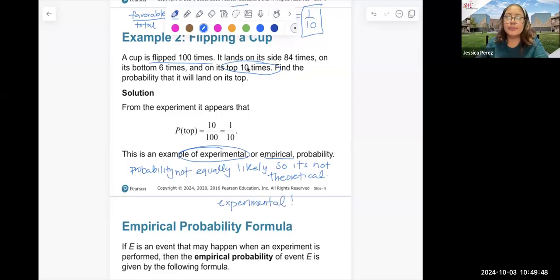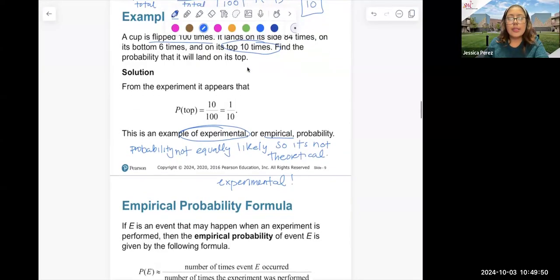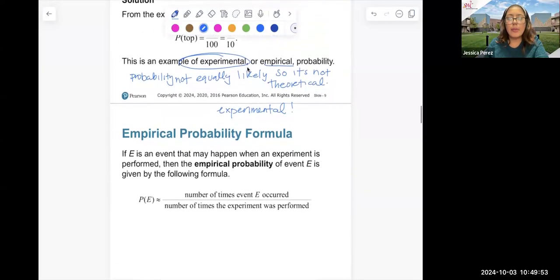So let's write that down. Let's look at the definition of an empirical probability formula. If E is an event that may happen when an experiment is performed, then the empirical probability of the event is given by the number of times the event E occurred divided by the number of times the experiment was performed. So on here, the last example, it was performed 100 times. You flip the cup 100 times, and the number of times that it landed on the top was 10 times. That was the probability of landing on the top.